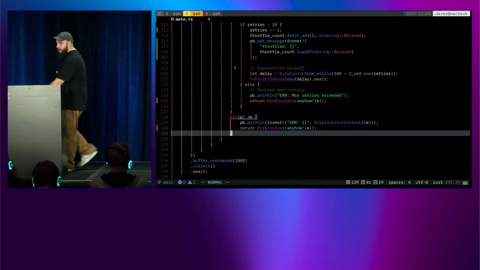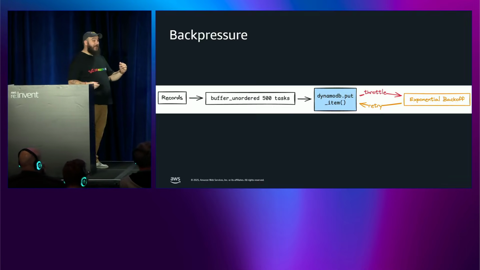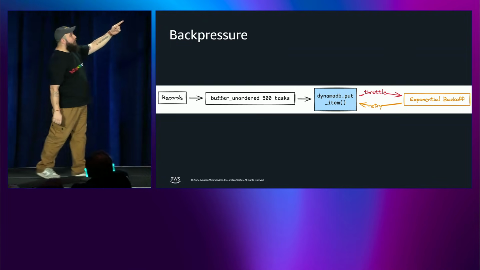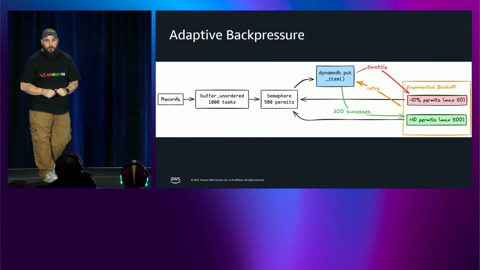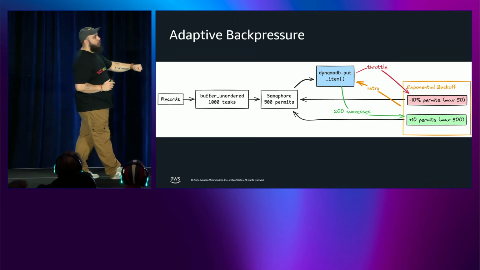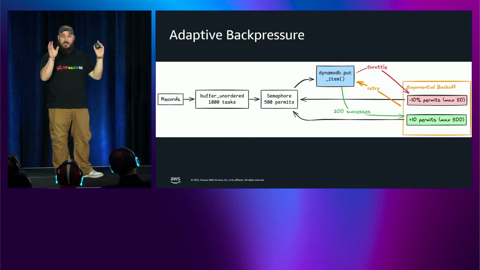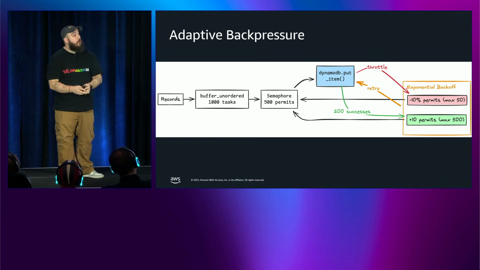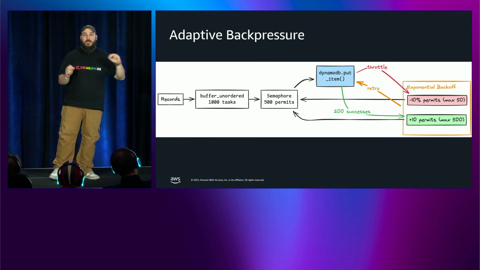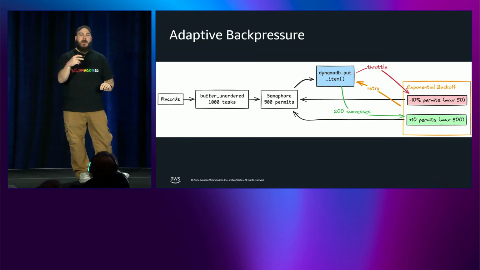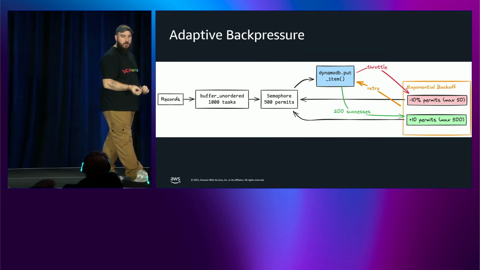But we can do better. Again, using idiomatic Rust, with just the Tokio crate, we can do adaptive backpressure. Adaptive backpressure does the same as before, it has exponential backoff. However, it uses permits, it uses semaphores to control the amount of requests that are actually going there.